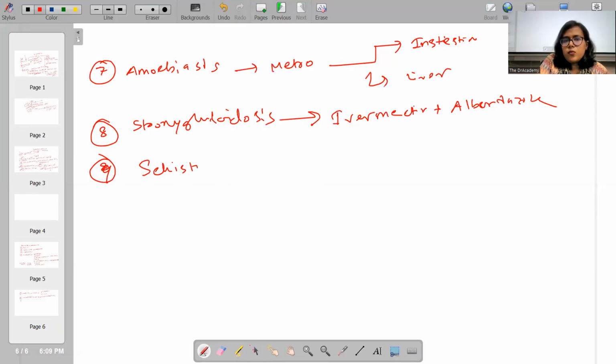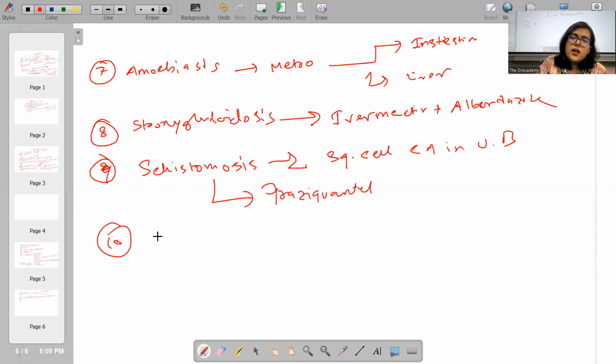Schistosomiasis. Schistosoma haematobium. What does it cause? Increases the risk of squamous cell cancer of the urinary bladder. What's the treatment for schistosomiasis? Praziquantel. Okay.